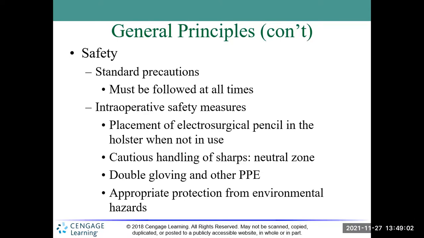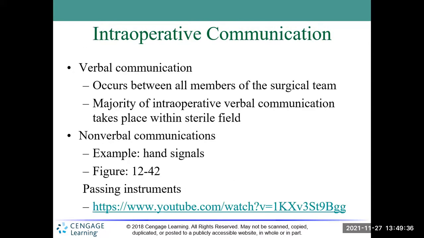Now, safety, there's standard precautions for safety, of course. This is with your sharps, with your electrosurgical pencils, making sure that they're in the holster at all times. Using that neutral zone. Double gloving is, of course, a great technique, as well as all other PPE, and then appropriate protection from environmental hazards. We've talked in previous chapters about fire hazards, water hazards, electrical. So it's about making sure that you're maintaining a very safe environment.